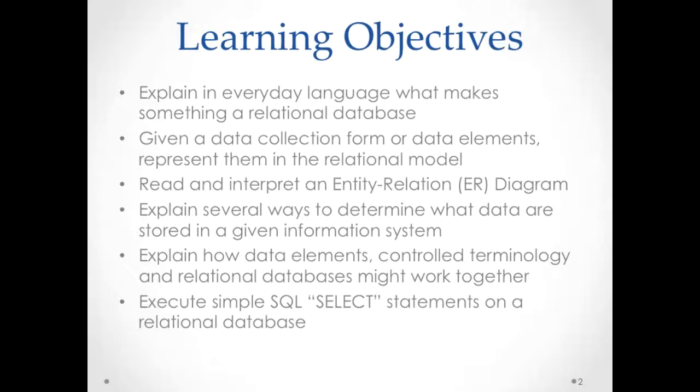Often if you're using data for secondary use, or it wasn't you that built the database, one of the first stumbling blocks, aside from how do I get access to the daggone thing, is how do I know what data are in there and what data are not in there. So we're going to talk a little bit about that. We're going to talk a little bit about how data elements and controlled terminology work with relational databases. Hopefully that'll become obvious from some of the earlier exercises. And then last but definitely not least, we're going to execute simple SQL select statements on a relational database.